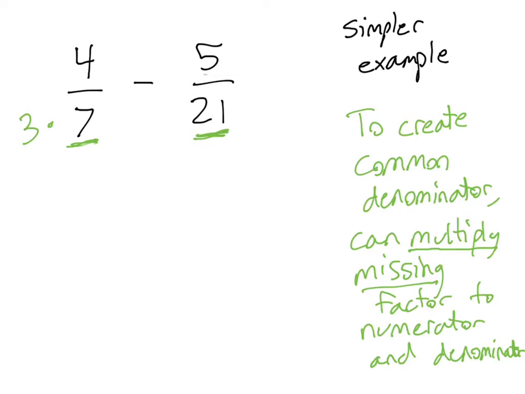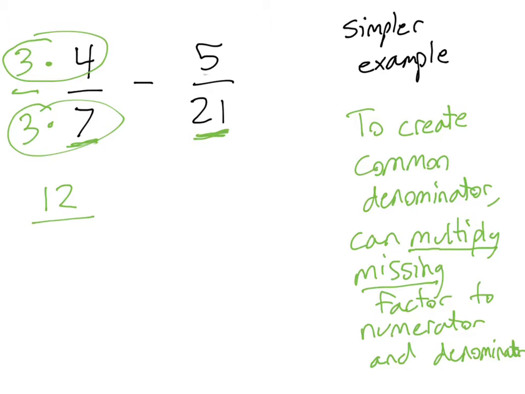But if we multiply something into the denominator of a fraction, we also need to multiply that same factor into the numerator so that the value of our fraction doesn't change. Because when we multiply by this 3 over 3, that's really the same as just multiplying by 1, so that doesn't change the value of this fraction. So let's do that and see what we're left with before we subtract. If we multiply 3 times 4 in the numerator, we get 12. And 3 times 7 in the denominator here gives us 21. And we're still subtracting that with 5 over 21.